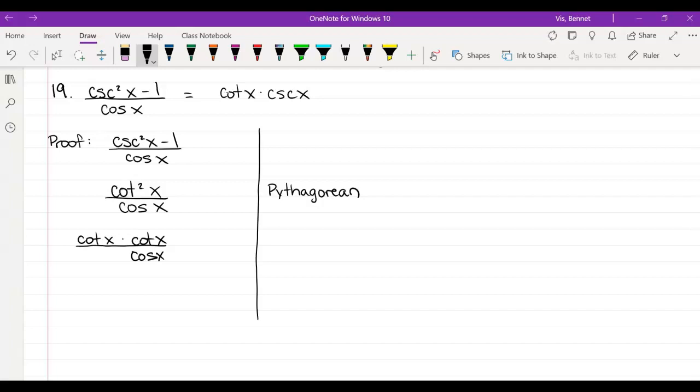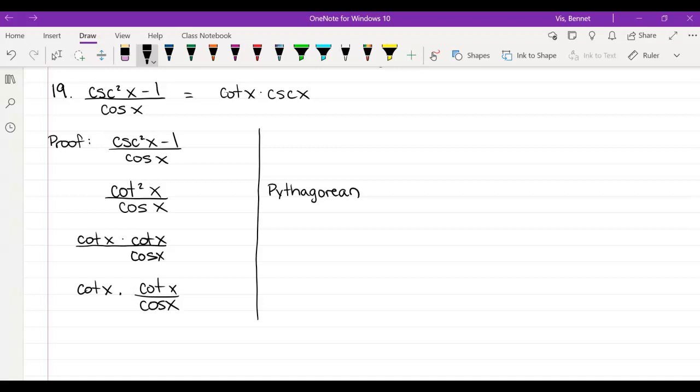I want to get that cosecant of x. I could split this apart here too. There's nothing really justifying there. Cotangent squared is cotangent times cotangent, and this also is just algebra that I can break apart here.